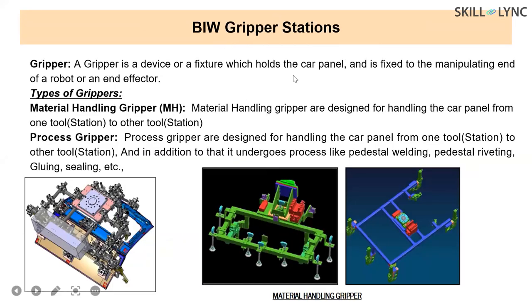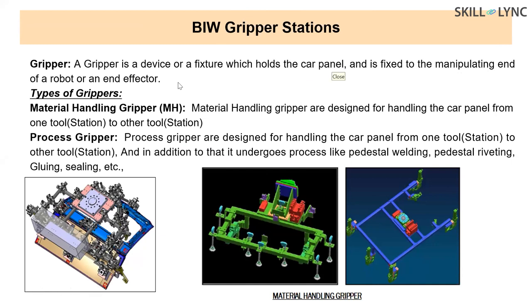What is a gripper? A gripper is a device which will hold the core panel in place, and it is used to hold the component, or it is used to transfer one component from one location to another location. Clear, guys? So what is the difference between fixtures and grippers? Any idea?